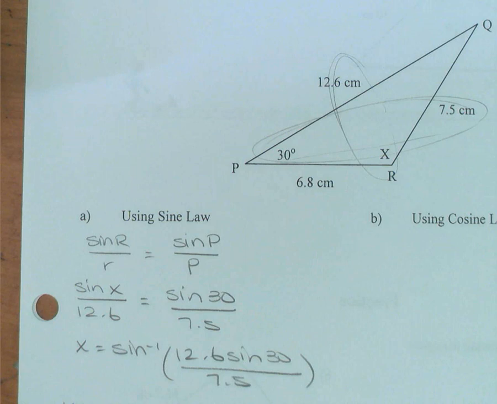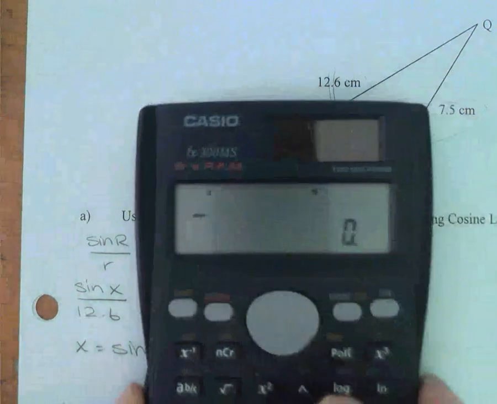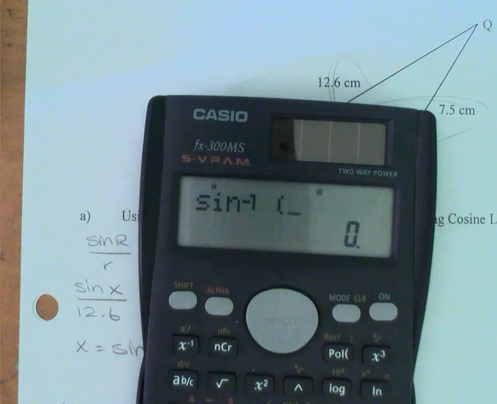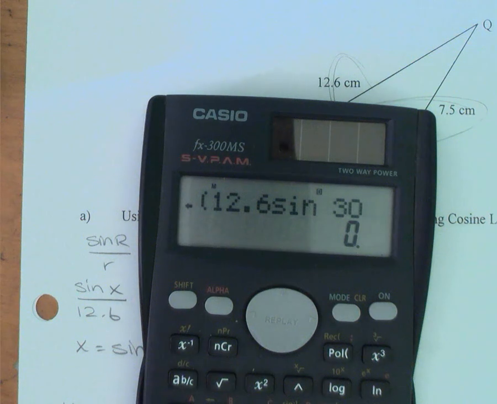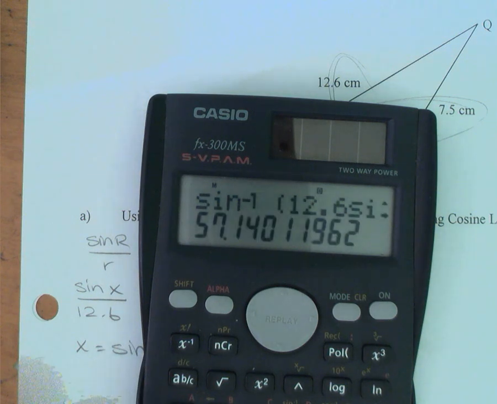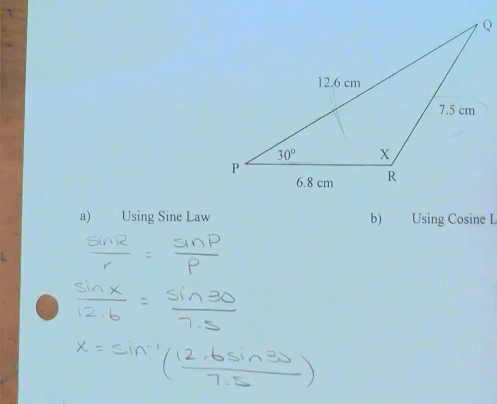And I can plug that into my calculator. I'm going to round to the nearest degree just for the time being. And when I put that in my calculator, I can do sine inverse bracket. I'm going to do 12.6 sine of 30, and I'm going to divide that by 7.5, and I'm going to close my bracket. And I'm going to round to 57. So I get approximately 57 degrees.